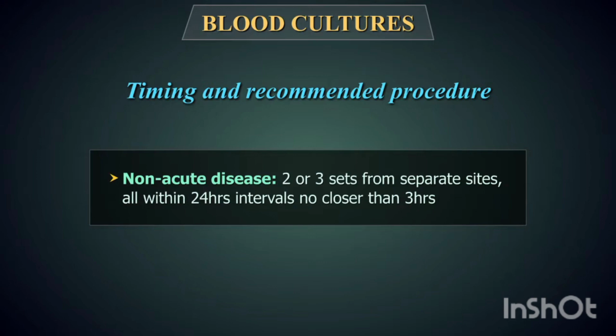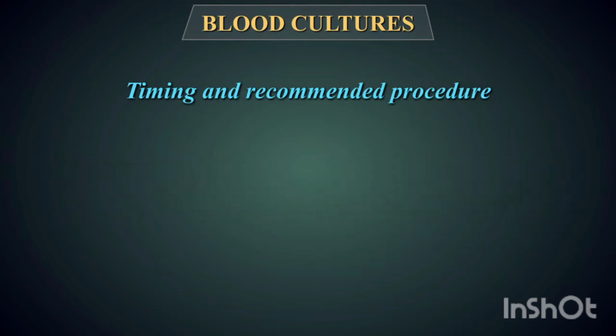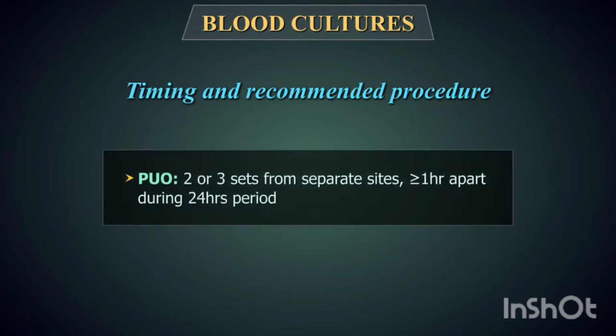2 or 3 sets from separate sites, all within 24-hour intervals, no closer than 3 hours. Acute endocarditis: 3 sets from 3 separate sites within 1 to 2 hours before antimicrobials if possible. Pyrexia of unknown origin: 2 or 3 sets from separate sites more than 1 hour apart during a 24-hour period. If negative, at 24 to 48 hours, obtain 2 or 3 more sets.